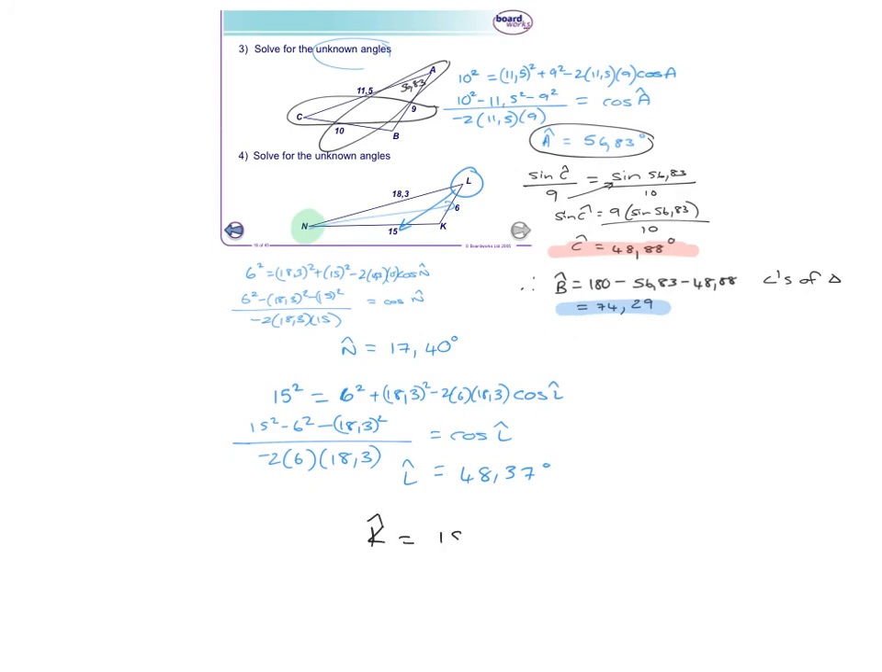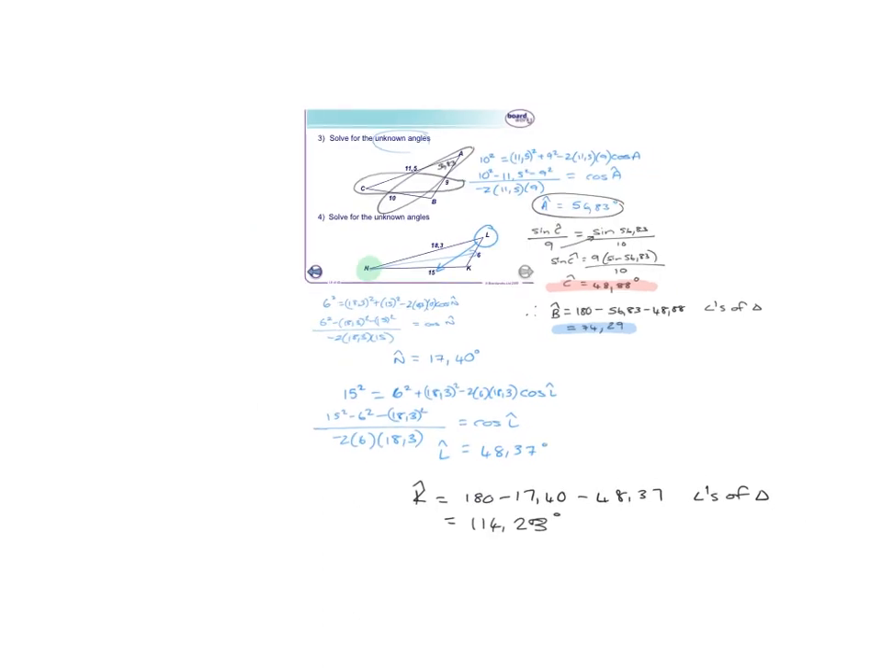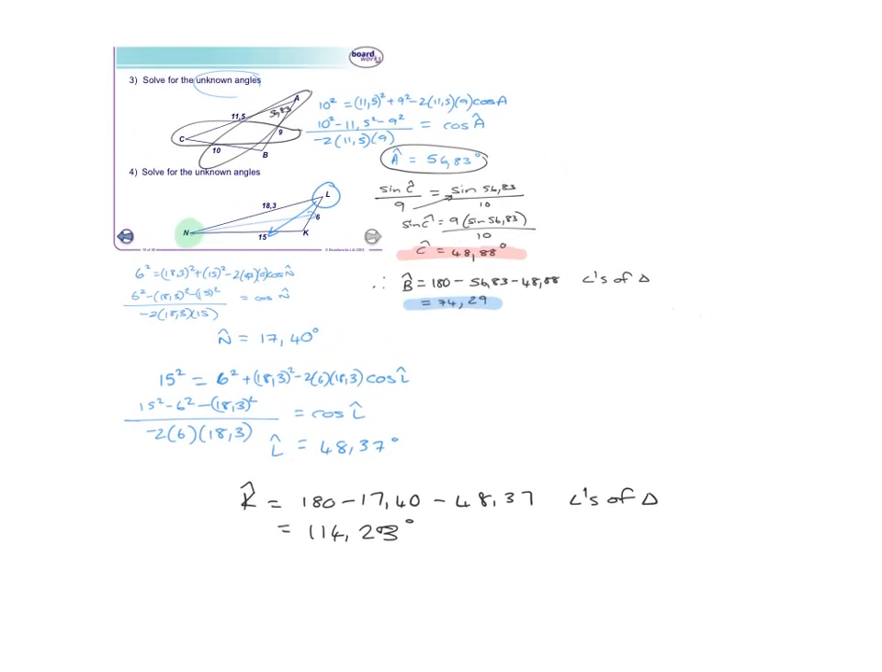So now you can work out angle K by using your angles of a triangle. So angle K is going to be 180 minus your 17,40 minus your 48,37, angles of a triangle, and then K is equal to 114,23 degrees. So again, if you'd used the sine rule, you might have come up with a problem with an acute angle there and have to use the idea of the ambiguous case. You might have gotten an answer of 65,77, and that would have not fitted the picture, which K is shown to be obtuse.